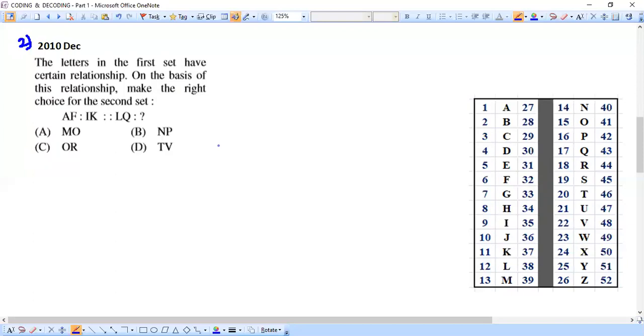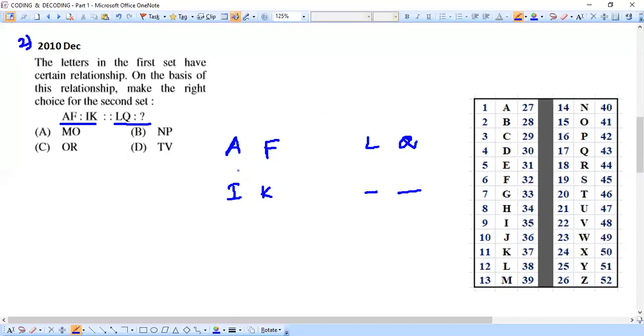Yeah, let's come to the question. So here we have AF. If AF is coded as IK, let's have it like this, then we'll frame the question something like this. See the second set. I've taken the first set here. If AF is coded as IK, see the second set. This is equivalent to this one. On the right hand side I have LQ. This LQ would be coded as what? This is what we need to find.